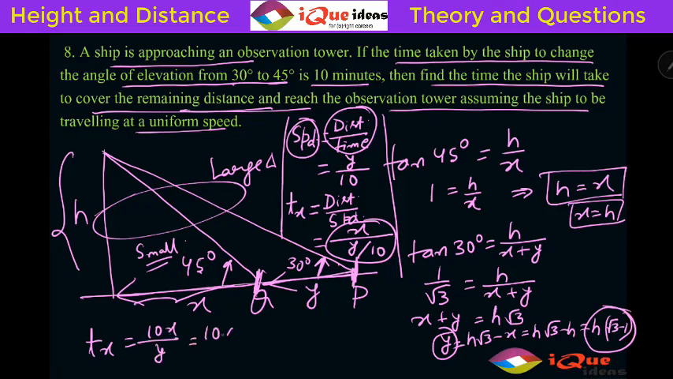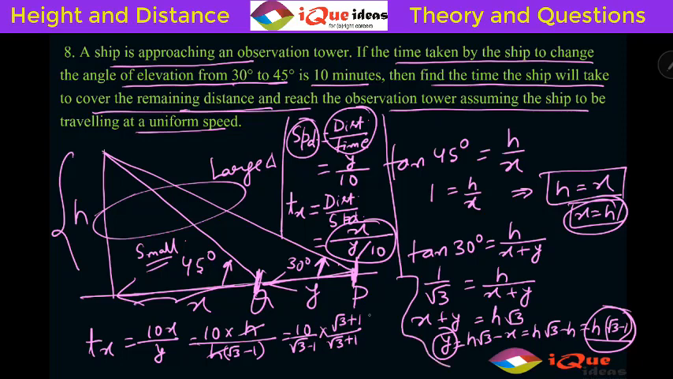So it is 10 into. Now the value of x we have calculated as h, and the value of y we have calculated as h into root 3 minus 1. So h and h cancel and the answer will be 10 upon root 3 minus 1, and this answer will be in minutes because this 10 was in minutes. Let's simplify this, let's rationalize this. Multiply by root 3 plus 1 in numerator and denominator.